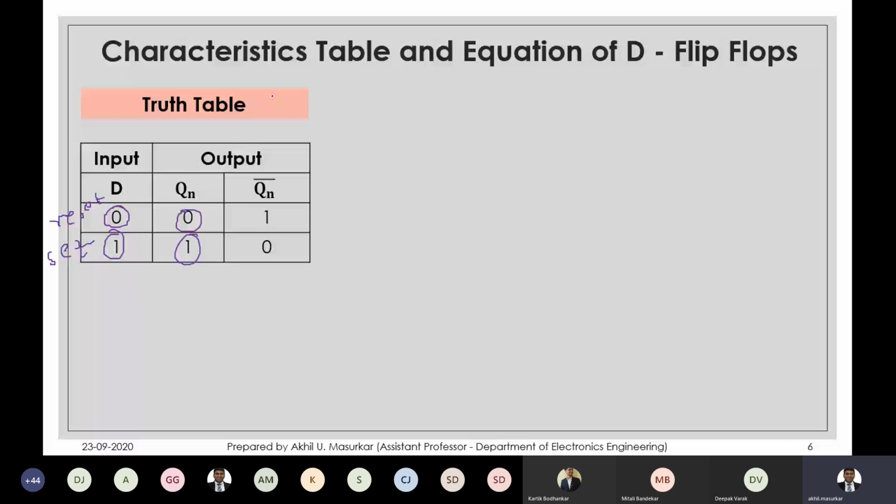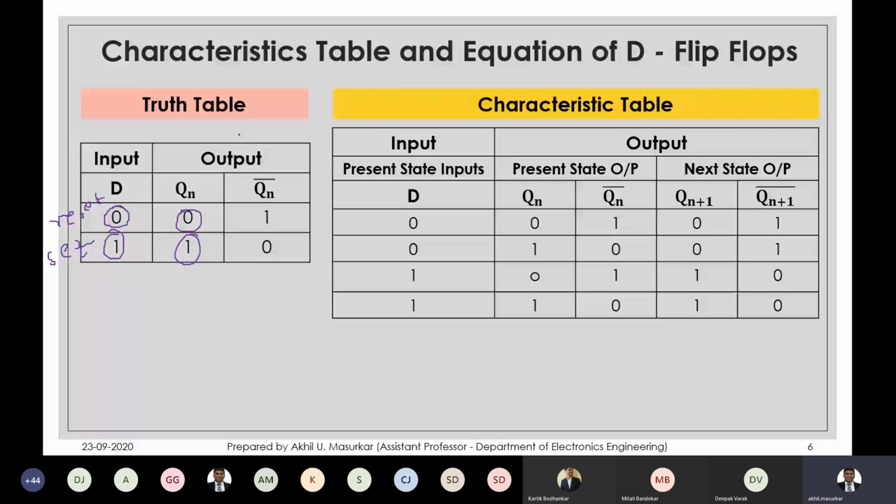or 1, 0. So this is the truth table, and then the characteristic table would be for every condition of D, there could be two conditions of Qn. Qn can be either 0 or 1. So when D is 0, Qn can be either 0 or 1, and when D is 1, Qn can be again either 0 or 1. So please note down the characteristic table. And now we want to write Qn plus 1 in terms of D and Qn.